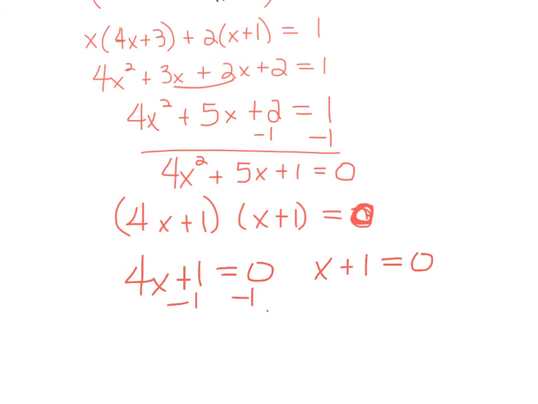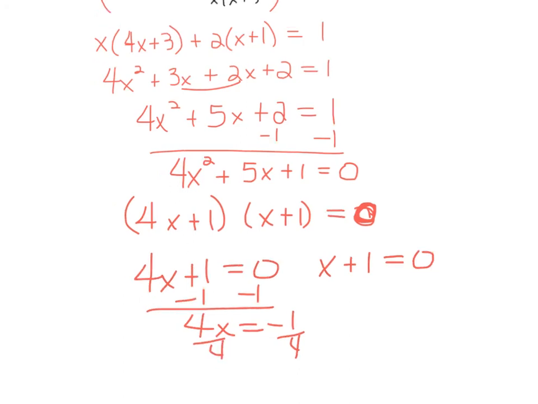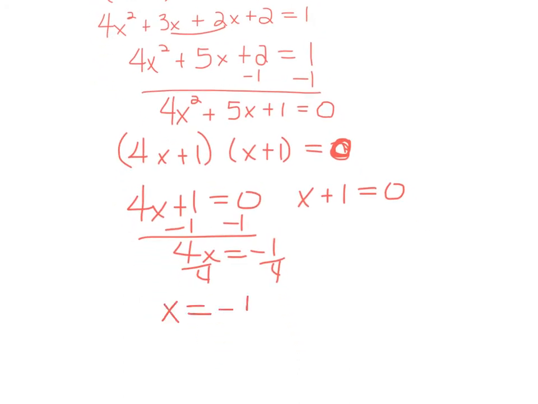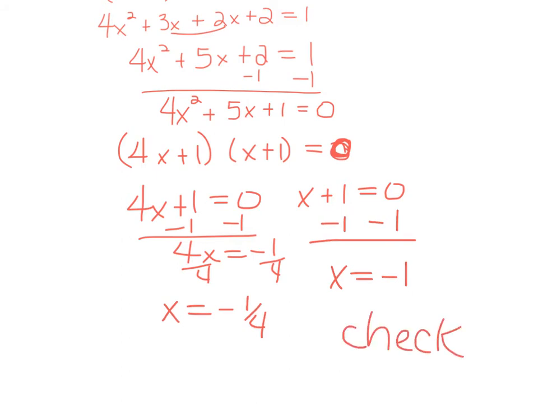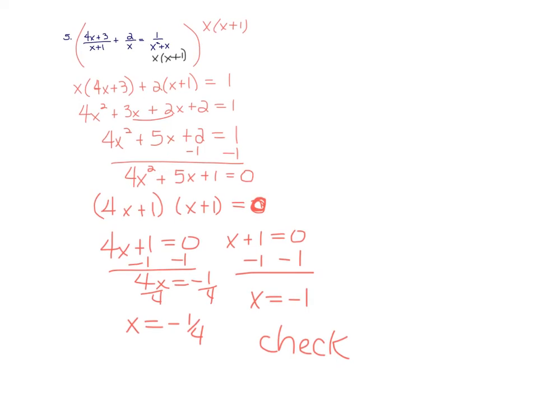I'm going to move the 1, divide by 4. X equals negative 1/4. Over here, move the 1. X equals negative 1. I now need to do my check and make sure that these are both good solutions. Now again, they could both work, they could both fail, one could work, one could not. Anything's possible here. So let's go back and take a look at our denominator to see if any of these would make it 0.